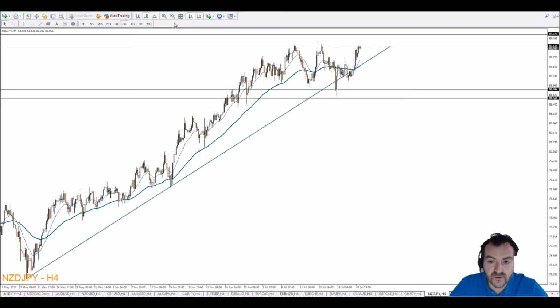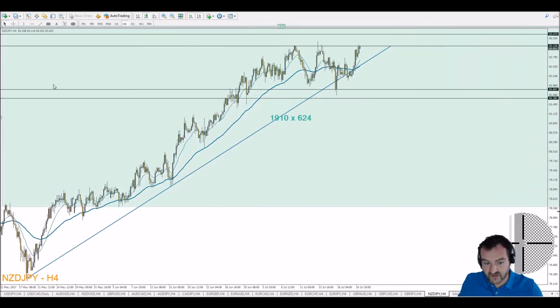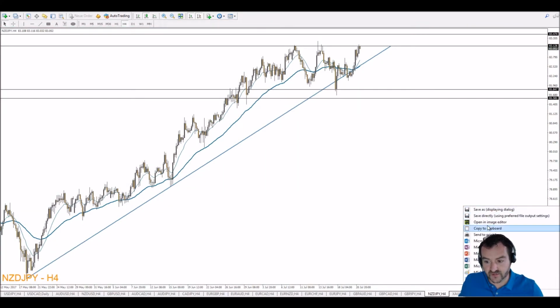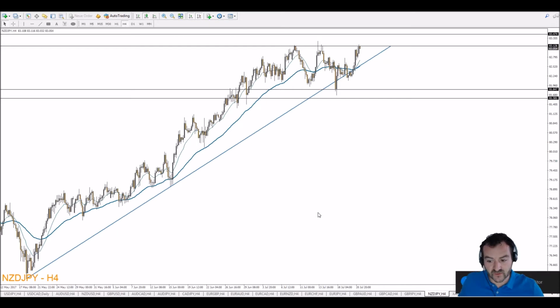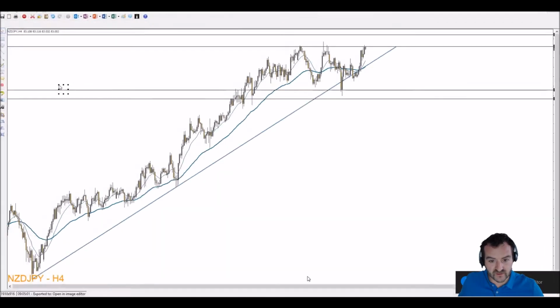Okay. So now we have a nice resistance zone and a support zone, and now we can plan our setup. The setup planning we usually do like this: we take a screenshot of the picture, go into an editor, and then draw our setup. So I use a screenshot for this. I go directly into the editor here and plan my setup with lines.